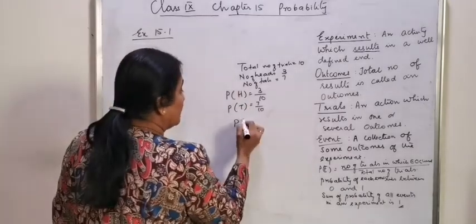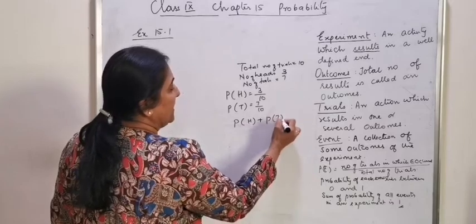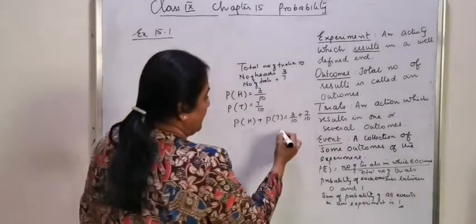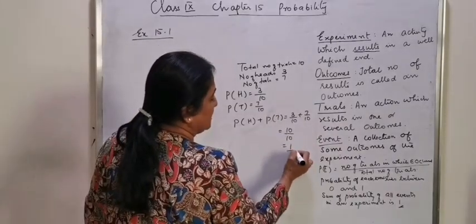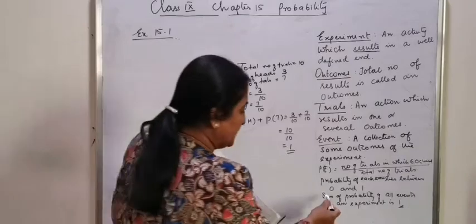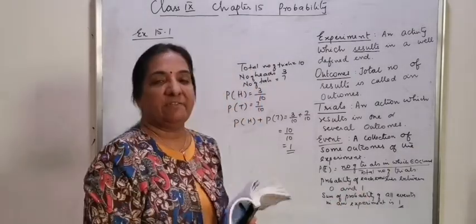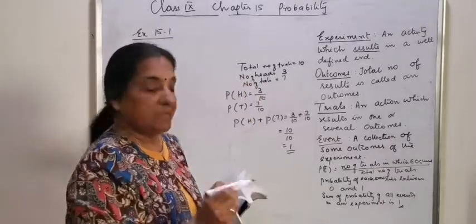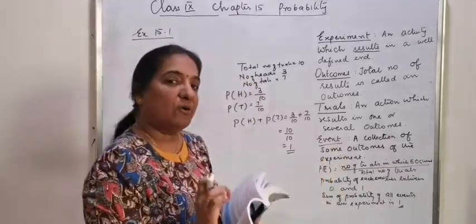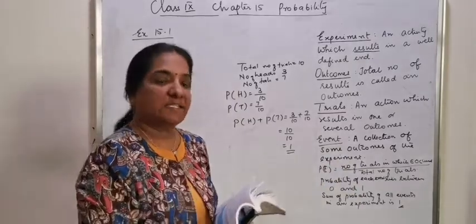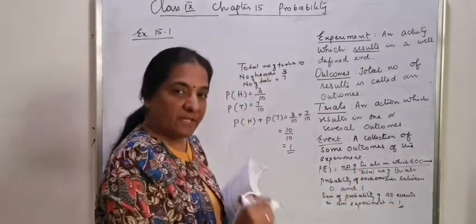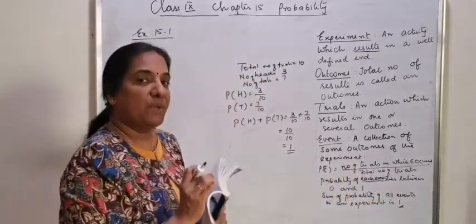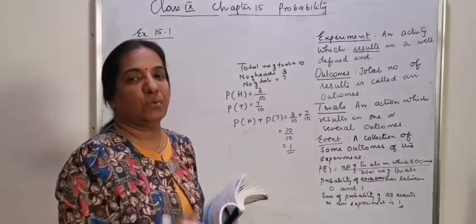If you add the probability of both the events, you can see it is 3 by 10 plus 7 by 10, which is the same as 10 by 10, which is equal to 1. That is the sum of the probabilities of all events in an experiment. That means when the experiment is tossing a coin, the sum of all the probabilities of all the events that are possible in that experiment is always 1. Therefore, the probability of each event will always lie between 0 and 1.